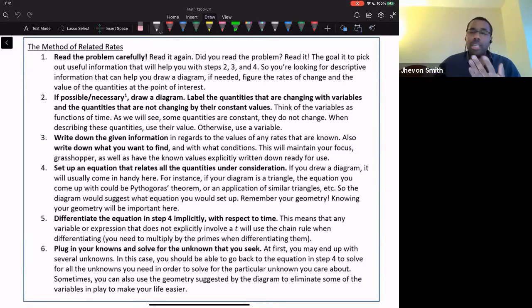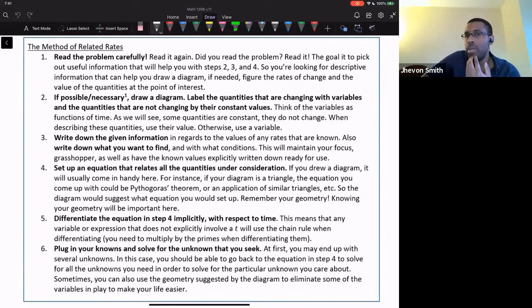Step one is the step you should have done already. Read the problem carefully. It's going to be very important that you read carefully because there are going to be nuances to each problem that you have to pick up on. Also, you have to read the problem to even know that it's a related rates problem in the first place. So you have to read carefully for that.